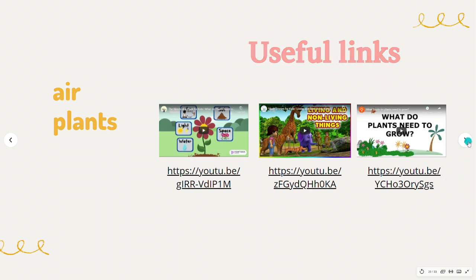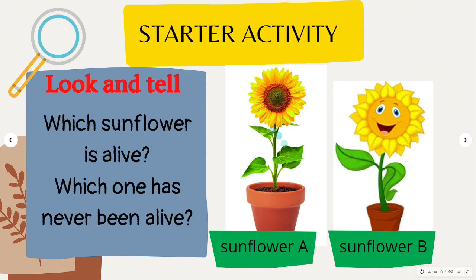Now, to start our lesson, look closely at these 2 pictures of sunflower. Which sunflower is alive? Is it A or B? Which one has never been alive? Can you tell us why?